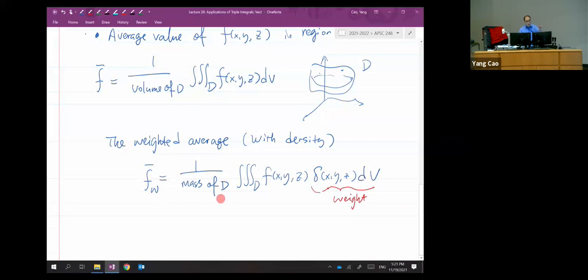If you compare with the formula for the double integral weighted average, the difference is you added an integral here, and also instead of the mass of a thin plate, this is the mass of that 3D object D. And that's the difference.